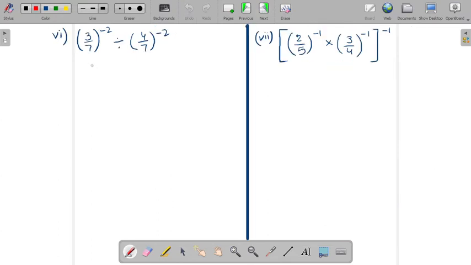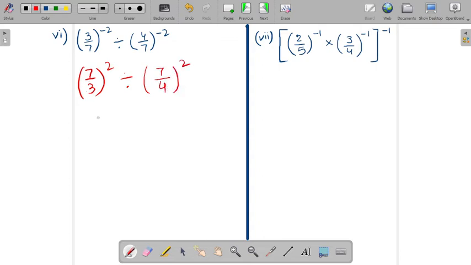Next part. In sixth part, 3 by 7 power is negative, so make it positive. So 7 by 3, you will write 7 by 3 and the power will become 2. Divide. This will also become 7 by 4 power 2.